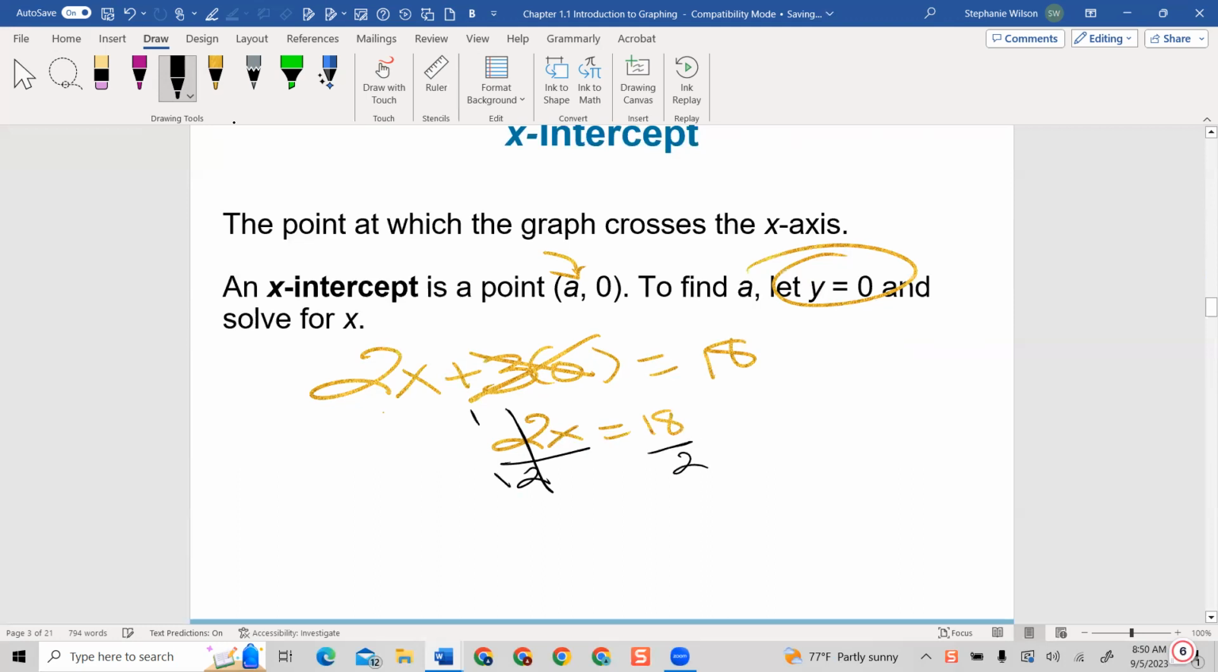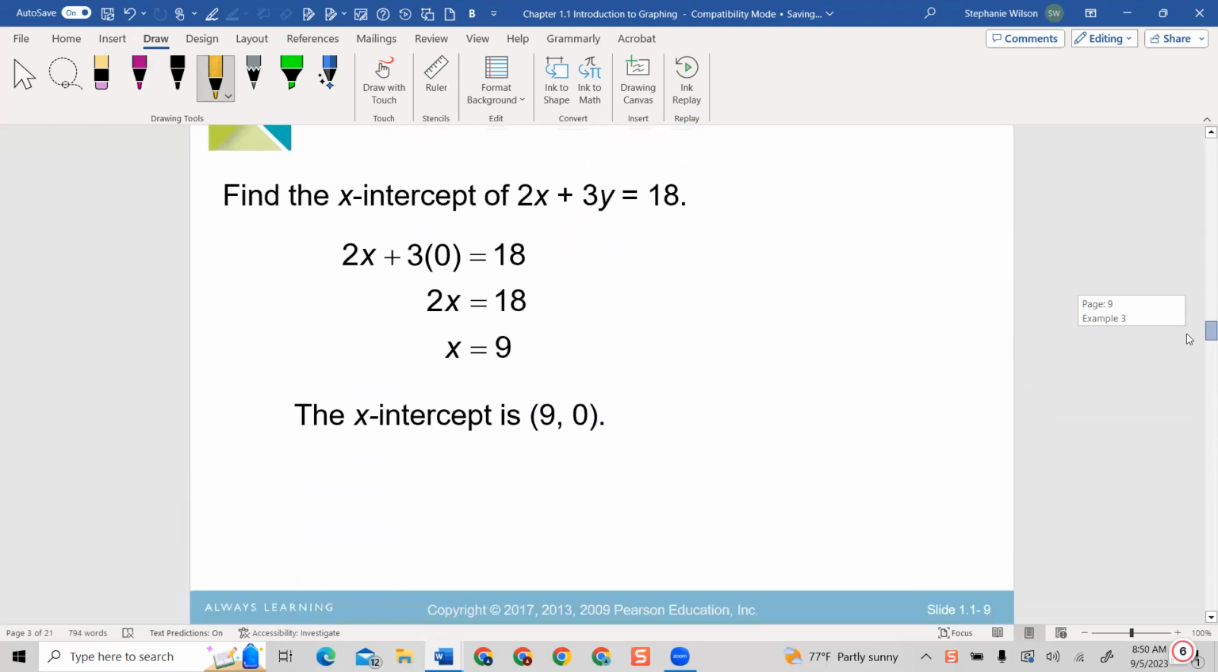What you do to one side, you must do to the other side. So now I have 18 divided by 2, which is 9. So it crosses the x-axis at 9. That is my intercept. As you see, it's worked out for us.